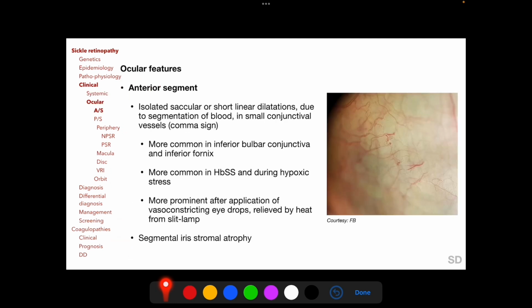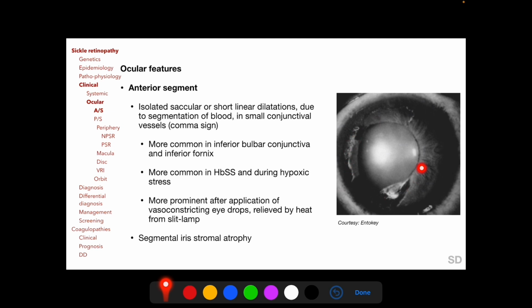Anterior segment examination in a patient with sickle cell disease may show the conjunctival comma sign or segmental iris stromal atrophy. The conjunctival comma sign consists of isolated saccular or short linear dilatations of small conjunctival blood vessels due to segmentation of blood, as seen here in this clinical photograph. They are more common in inferior bulbar conjunctiva and inferior fornix, and are more common in patients with HBSS genotype and during hypoxic stress. They become more prominent after application of vasoconstricting eye drops such as those found in pupil dilators and are relieved by heat from the slit lamp.